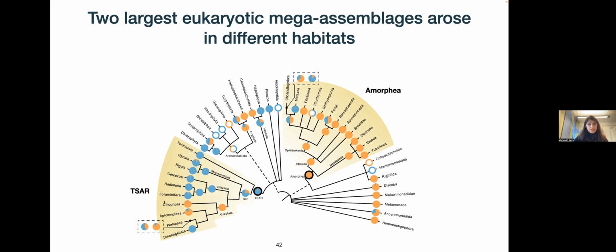The SAR lineage, which includes groups like diatoms, ciliates, dinoflagellates, and radiolarians, first arose in the Precambrian oceans. On the other hand, the ancestral Amorphean, which has now diversified into fungi, animals, choanoflagellates, and amoebozoans, likely inhabited non-marine habitats.